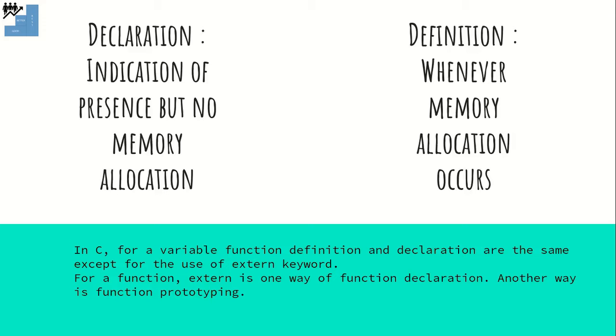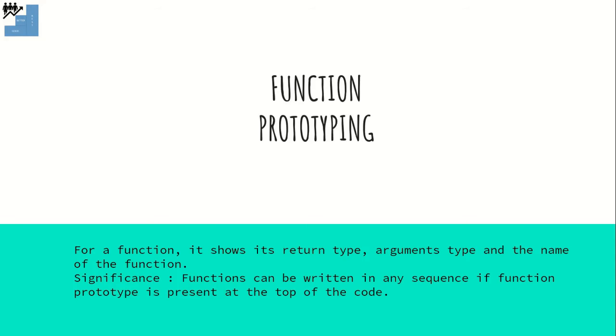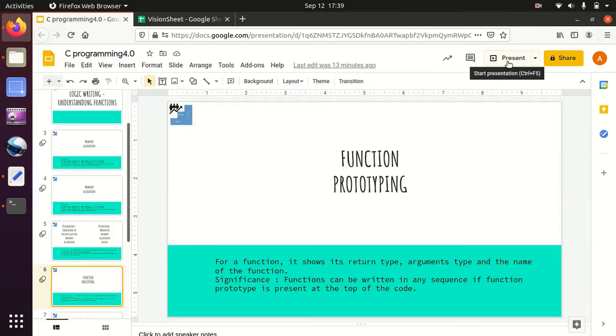For a function, extern is one way of function declaration. Extern is one way in which only the indication of presence of the function would be there, but no memory allocation will be there. Another way is function prototyping. Function prototyping shows its return type, argument types, and the name of the function. Its significance we will see with the help of an example.